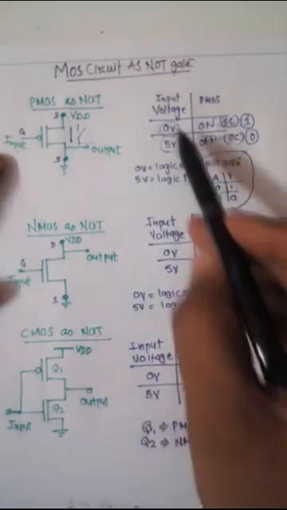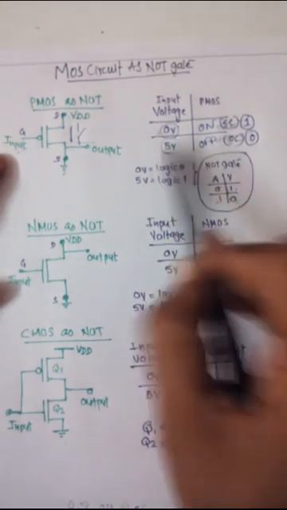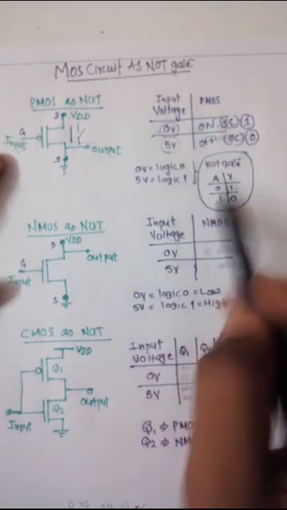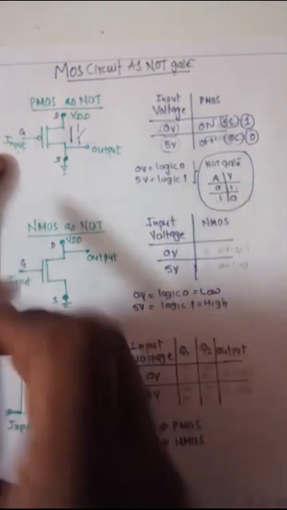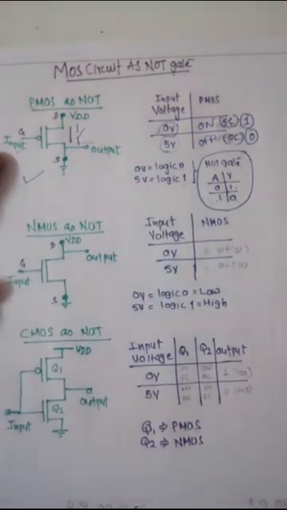So here we see that when the input is 0, the output is 1, and when the input is 1, the output is 0, or low to high, high to low. These characteristics match the NOT gate, so we can say that the PMOS works as a NOT.